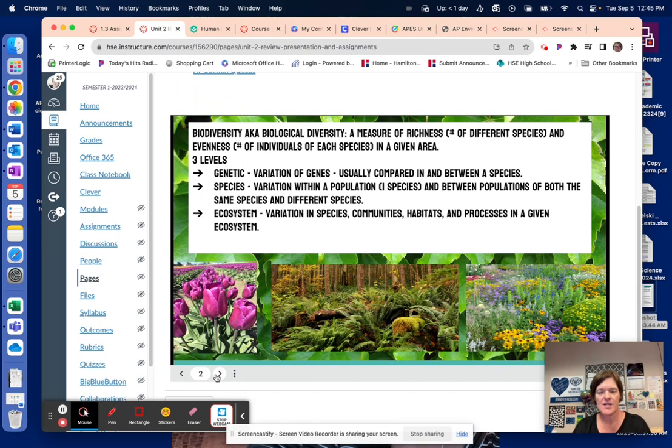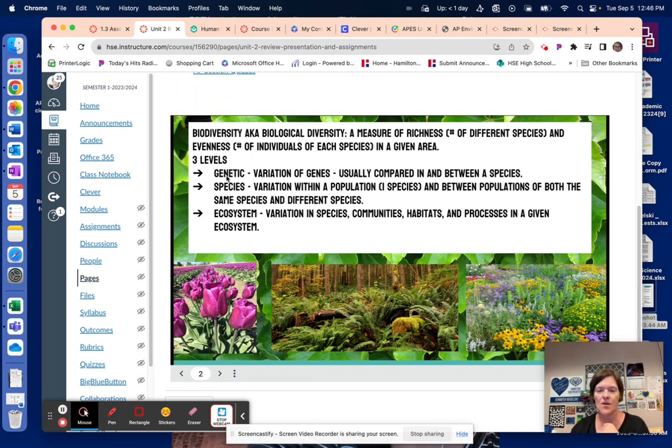First of all, realize that you need to know the term biodiversity. It's also sometimes referred to as biological diversity. It's essentially a measure of both the richness and the evenness in a given area. Richness is the number of different species, versus evenness, which is the number of individuals of different species. For instance, I've got three different species: hawks, mice, and grasshoppers. Those are my three different species. Versus evenness, where I ask how many hawks do I have versus how many mice versus how many grasshoppers. So make sure that you understand the difference between those terms.